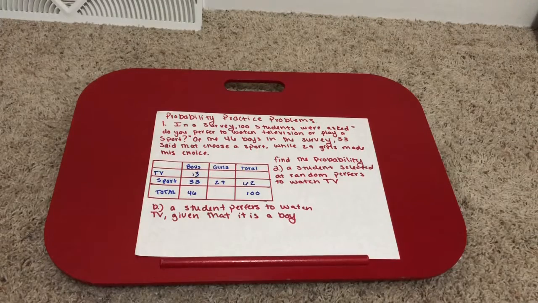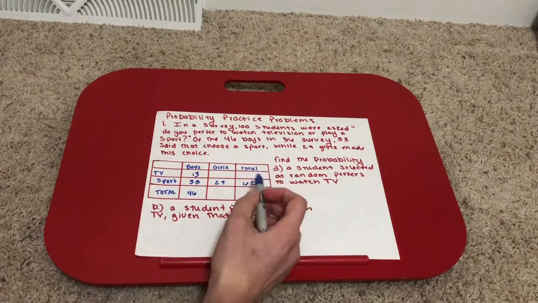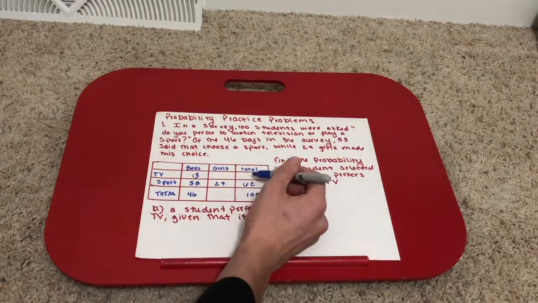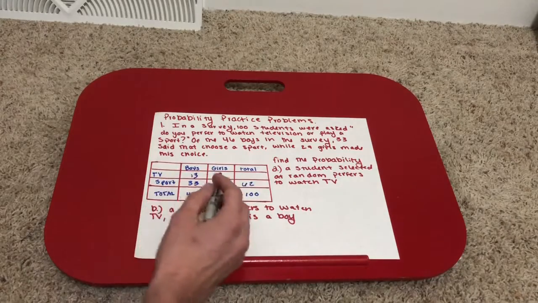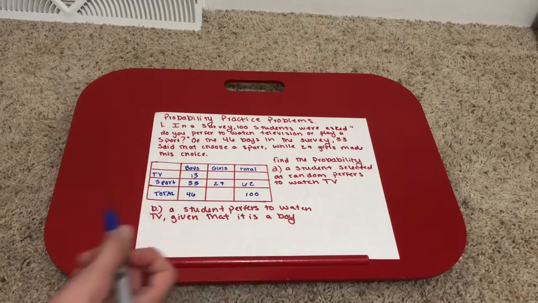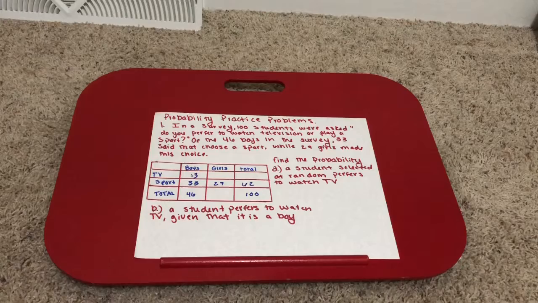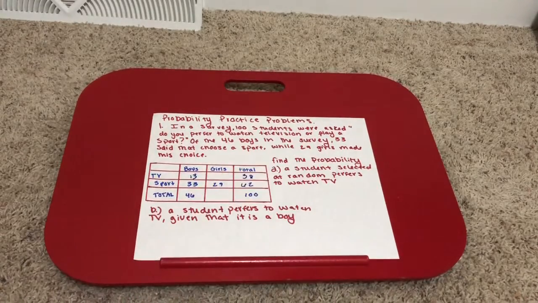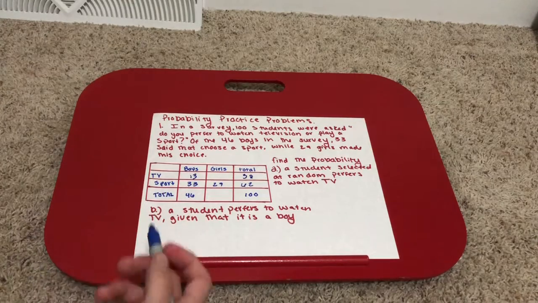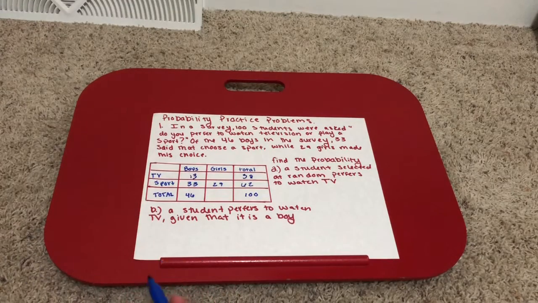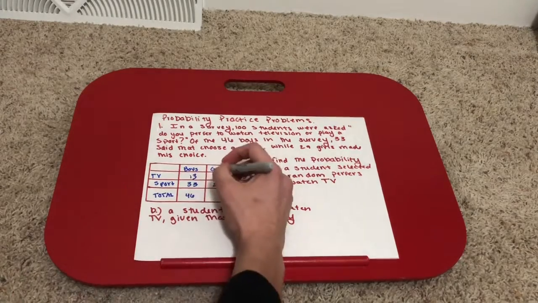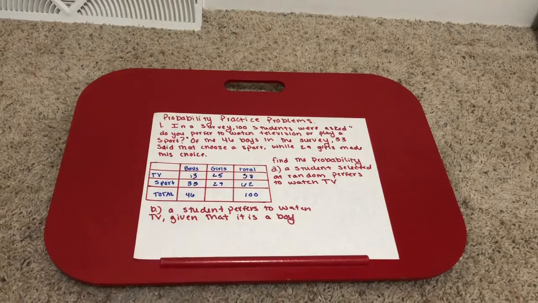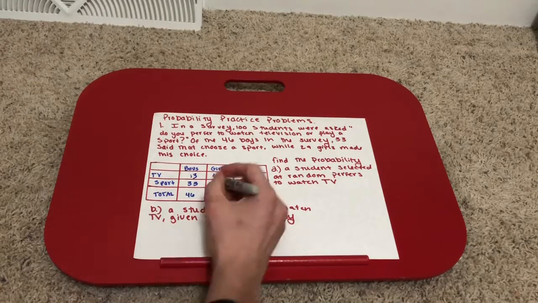Now we could subtract 62 from 100 to get the total number of boys and girls that watch TV. So 100 minus 62 is 38. So 38. And now 13 plus what gets you to 38? 25 is the answer. And now 25 plus 29 is 54.